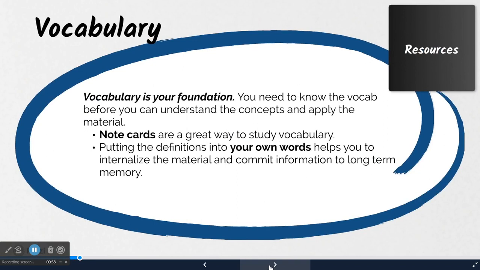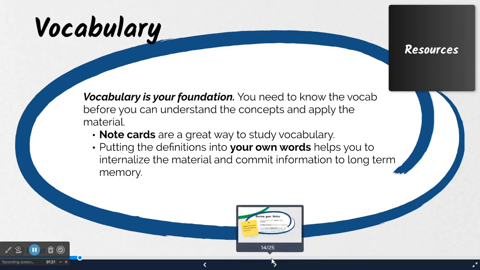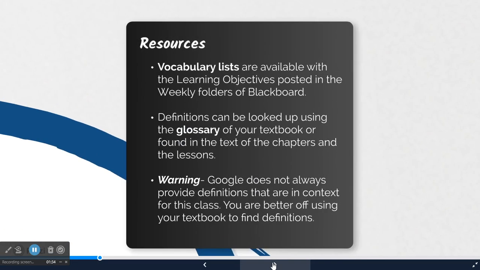In our course for Bio 110, I've provided you with vocabulary lists. They are posted in the weekly folders with the Word document of your learning objectives. I strongly suggest that you define these words in your own terms. You can use resources such as your glossary to help you look up the definitions, but if you take the time to put these definitions into your own words, it will help you internalize those definitions and commit them to long-term memory.